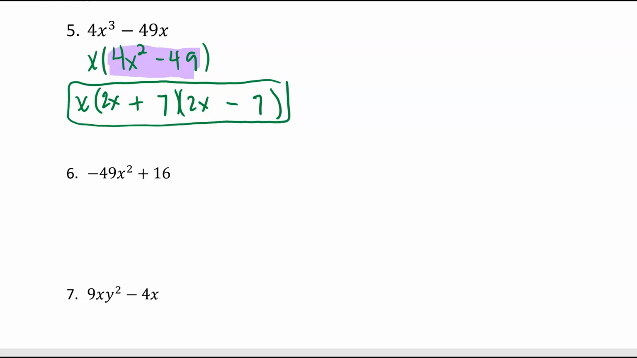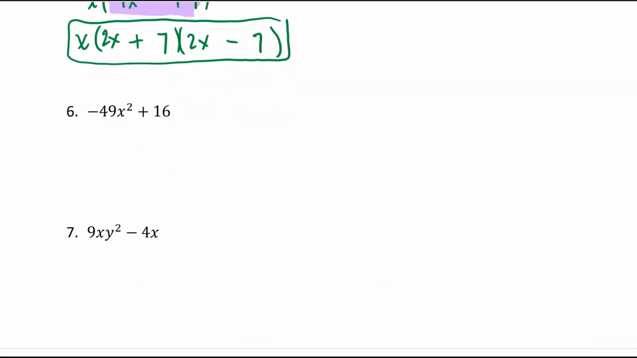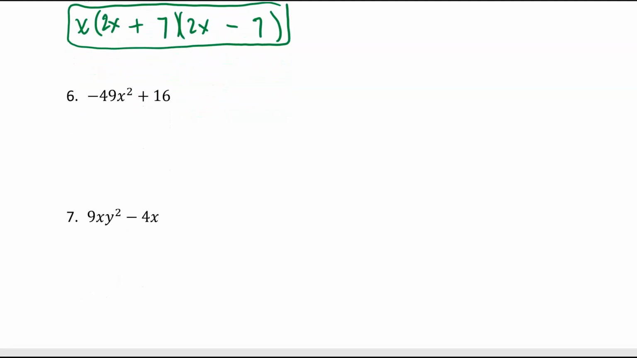Moving on to number 6. Notice that it is a binomial. You have some perfect squares here, but notice that this is a plus sign. Now what you could do is factor out a -1 first. That would switch the signs. And because it switches the signs, it becomes a difference of squares.